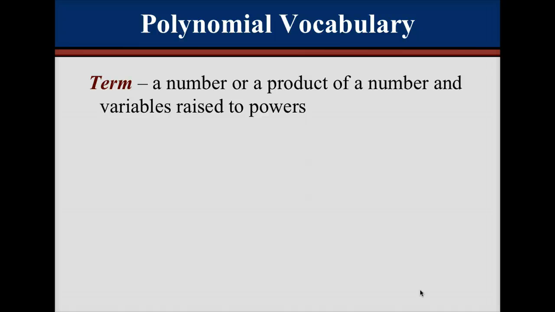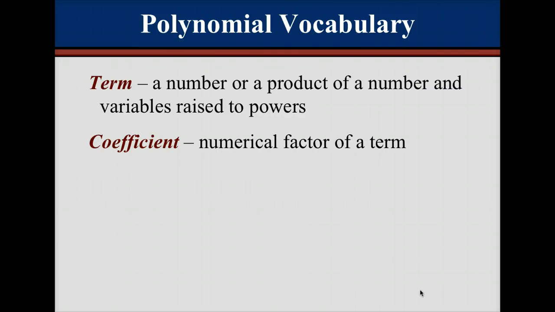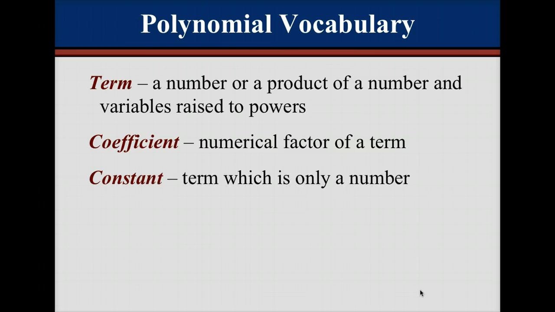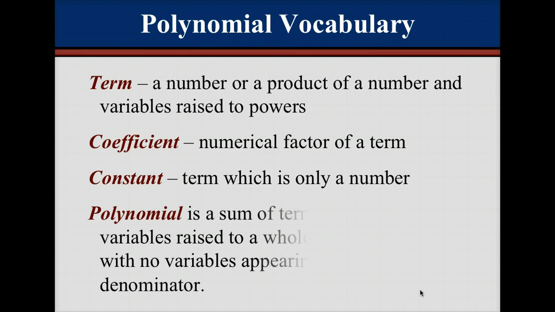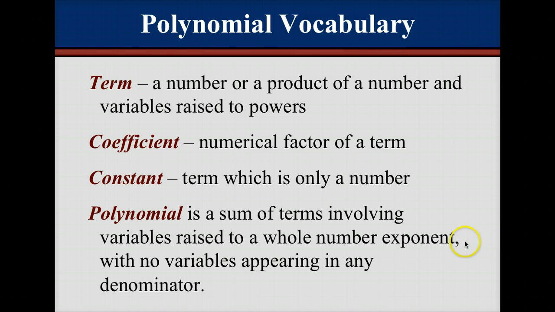Our vocabulary with this lesson: a term is a number or a product of a number and variables raised to powers. The coefficient is the numerical factor of a term. A constant is a term which is only a number. There are no variables with it. A polynomial is a sum of two terms, or sum of terms involving variables raised to a whole number exponent, with no variables appearing in the denominator. On page 271, it shows you several examples of what polynomials are not.